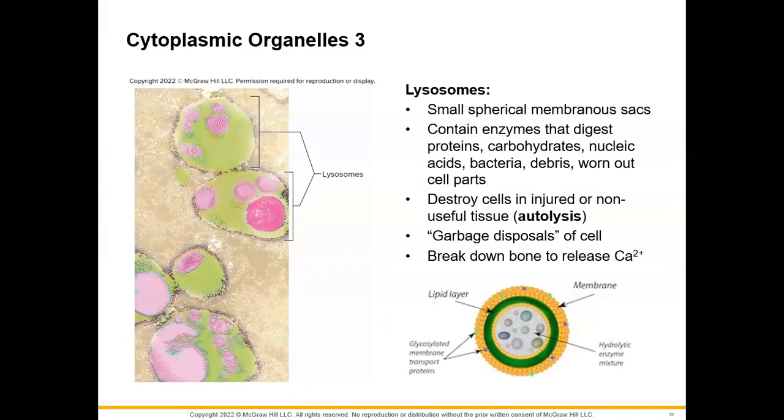Lysosomes are small spherical membranous sacs that contain enzymes that digest things like proteins, carbohydrates, nucleic acids, bacteria, debris, worn out cell parts like old mitochondria. They destroy cells in injured or non-useful tissues, known as autolysis. They are the garbage disposals of the cells. They can even break down bone to release calcium. They're made up of a membrane, and they contain enzymes known as hydrolases that digest stuff.